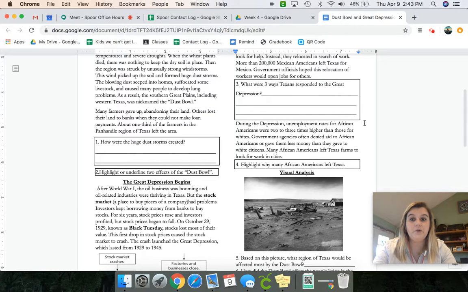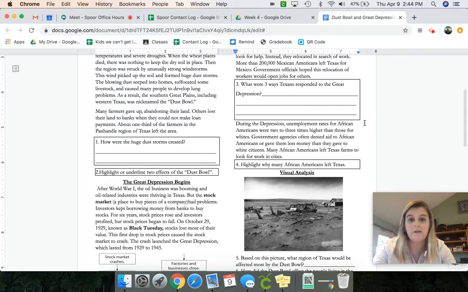During the Depression, unemployment rates for African Americans were 2 to 3 times higher than those of whites. Government agencies often denied aid to African Americans or gave them less money than they gave to white citizens. Many African Americans left Texas farms to look for work in cities. Okay, so this boils down to racism. It's not that they weren't qualified for some jobs, it's just pure racism.